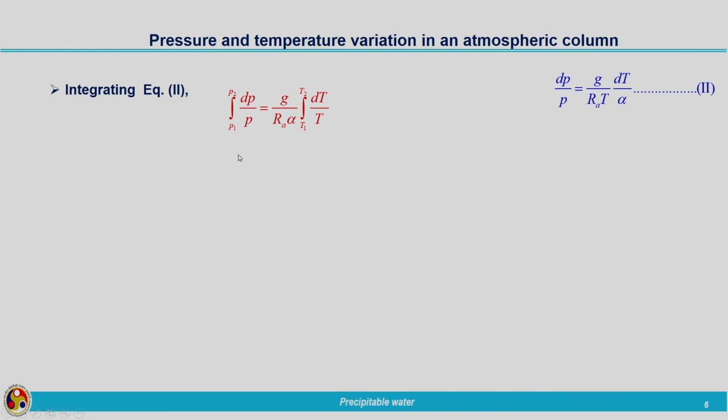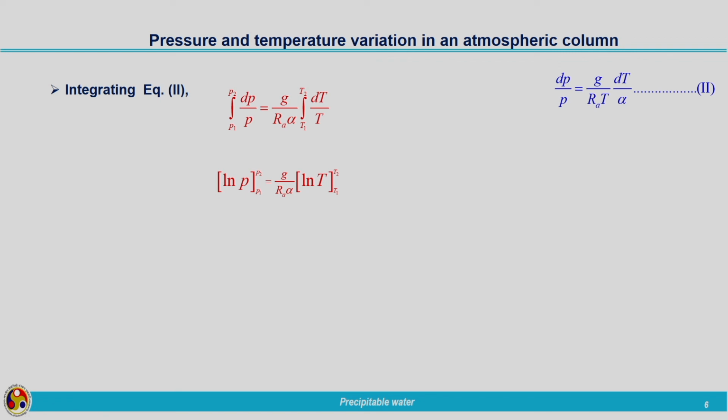That is why the equation is integrated between P1 to P2 on the left-hand side, and the right-hand side, the terms related to temperature, will be integrated between T1 to T2. So, this is the integral of P1 to P2 dP by P is equal to G by R alpha times the integral of T1 to T2 dT by T. When we integrate this equation, it will take the form ln P between P1 and P2 is equal to G by R alpha ln T between T1 and T2.